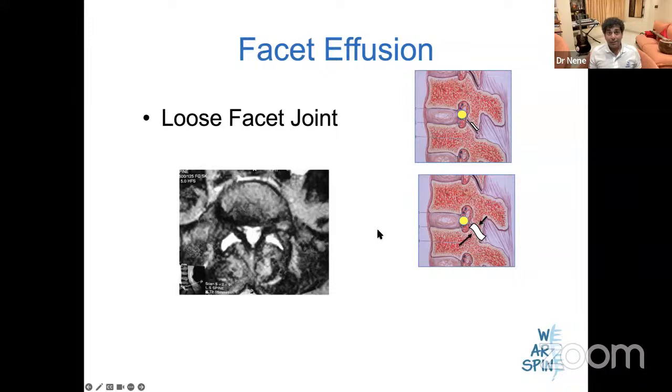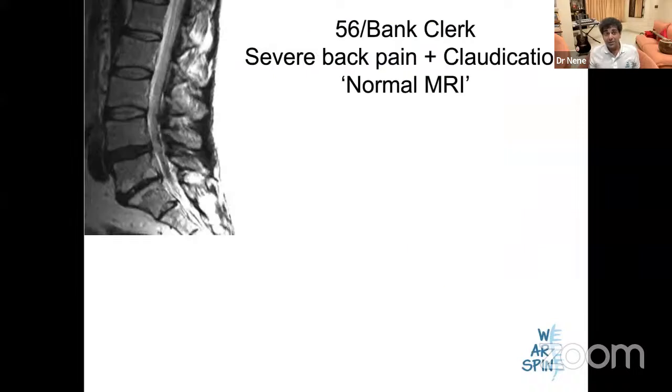Now, what happens is that on an MRI scan, because it's done lying down, you will not actually see a spondylolisthesis. So you have to make a regular effort to look at the axial section and look at how the facet joints look for every case that you're going to operate. And if you have this, it's a sign of instability.